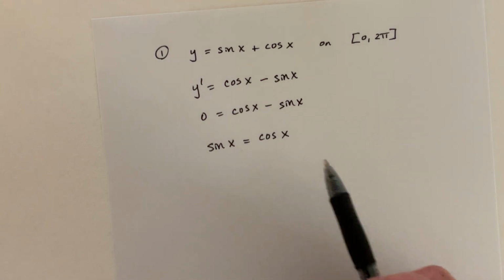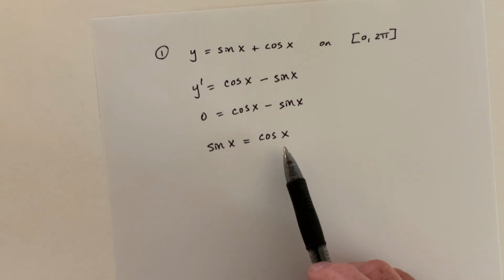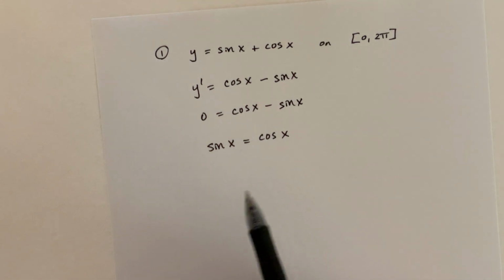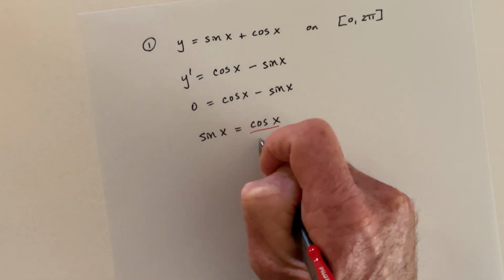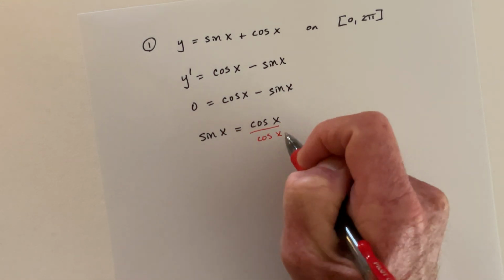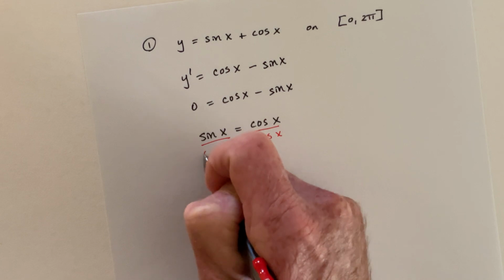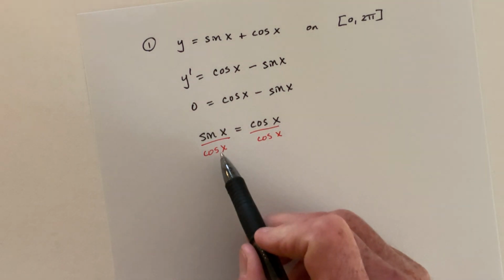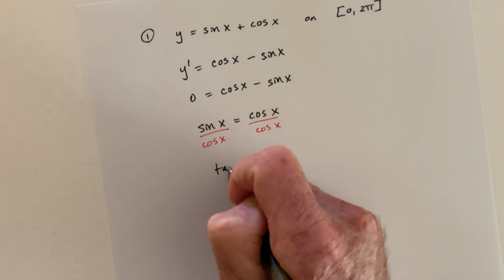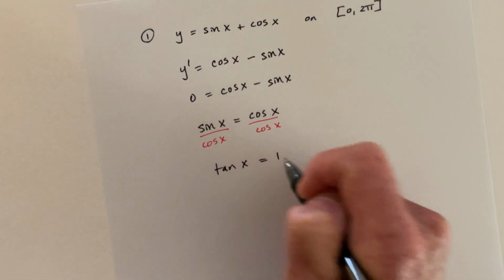And if you haven't watched the extra video about solving trig equations, which doesn't have calculus in it, it's just a review of trigonometry, you should look at that. It's there on Canvas. So the next thing I need to do is get this to be one trig function. One way I could do that is divide by cosine, because that way on the right side it's going to eliminate the cosine. And the other good news is that sine divided by cosine equals tangent. So I just have tangent equals 1.